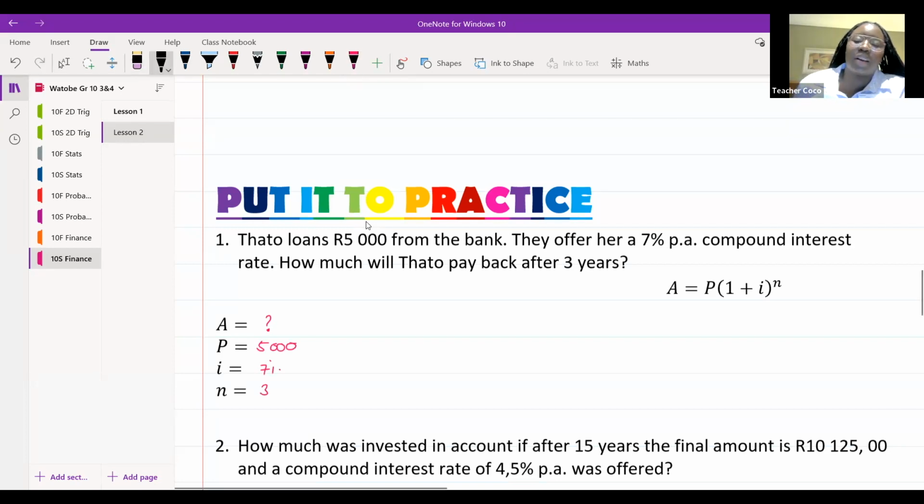You need to tell me what to write. I say A is equal to 5,000, and then 1 in brackets, and then plus 7/100. Good. And then close the bracket and then to the power of 3. Good. 7/100, close bracket, to the power of 3. And your answer comes out as?